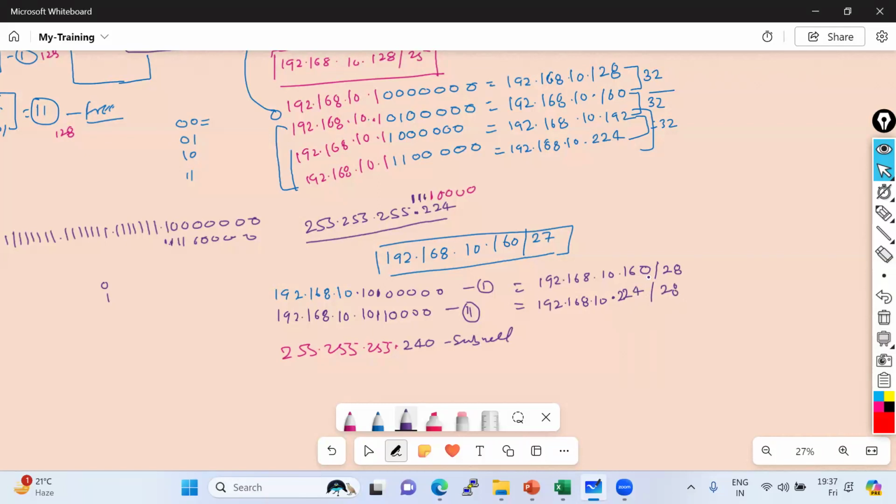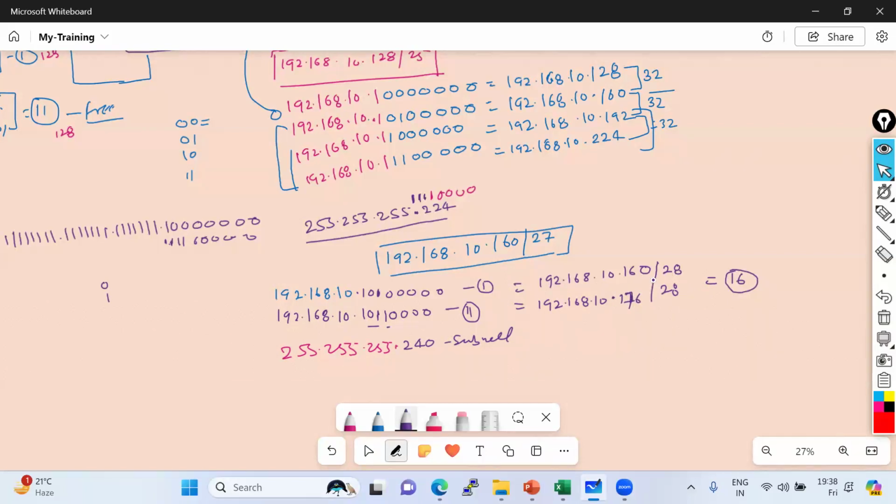So if you go 224 minus 160, how much is it going to happen? Let me do this one by one. 128 and 32, that's 160. 160 and 16, 176. No, you are doing it wrong. This is going to be 160 plus 16, so it is 176, right? Yes. So if you do 176 minus 160, how much is it? 16.